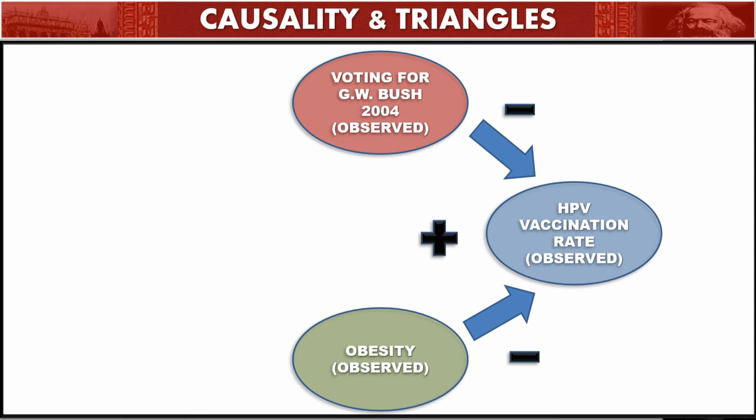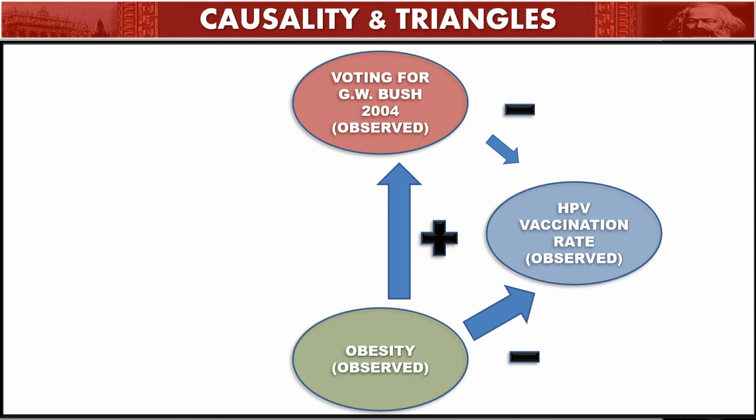Voting for George Bush is negatively related with vaccination rates, and obesity is negatively related to vaccination rates. Okay? And what we see positively related to each other is perhaps two different things. It could be, for example, that voting for George Bush is related to obesity and related to vaccination rates, and perhaps the spurious relationship is obesity and vaccination, meaning that the reason why vaccination and obesity are related is because both of them are related to a third thing, voting for George Bush in 2004.